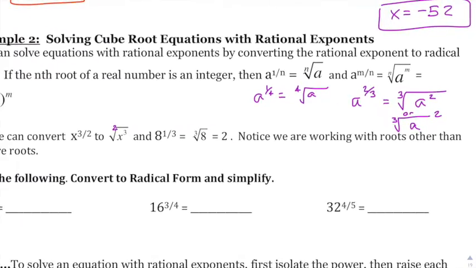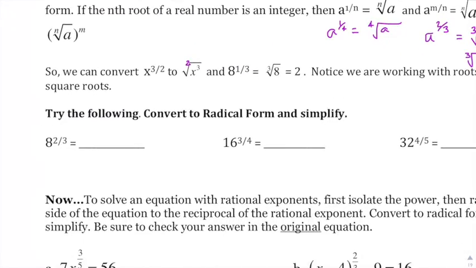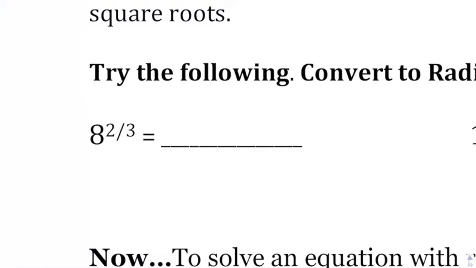So notice we're working with roots other than square roots. So this first section here is just converting them. So we'll say a raised to 2/3 is going to be 8. That's the cube root. That's the denominator. So it's the cube root of 8, but then we're going to square it right there.